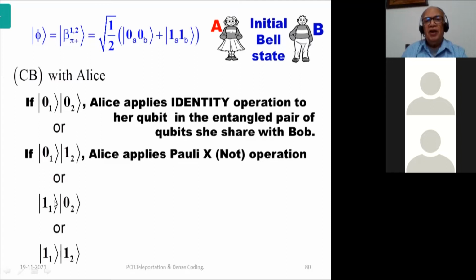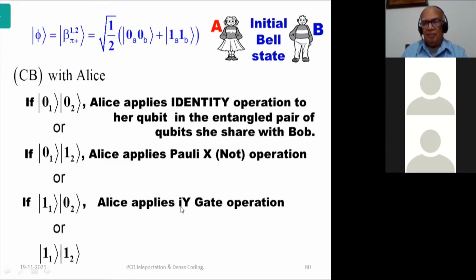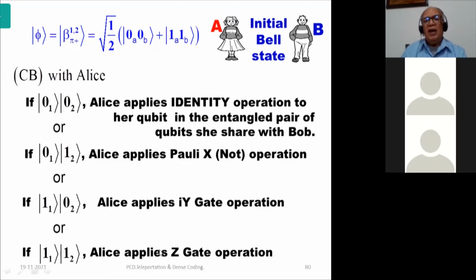If she has 1, 0, she applies the IY gate. And you remember the Pauli Y gate. You do the Pauli Y gate and then multiply it by I. And then finally, if she has the fourth possibility, that the classical bits that she has are both 1, 1, then she applies the Z gate. And this is something that they have decided between them.